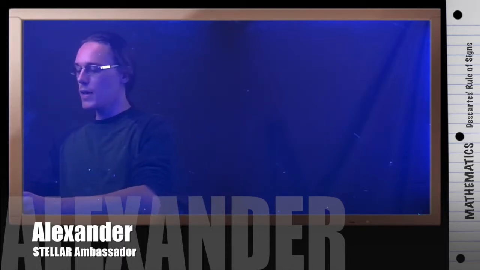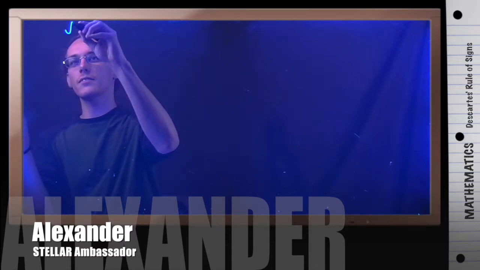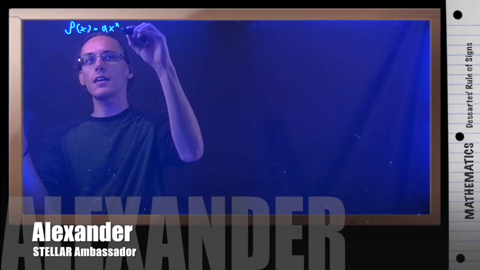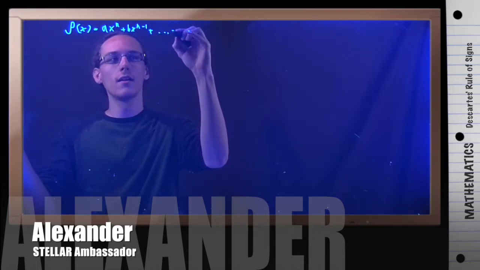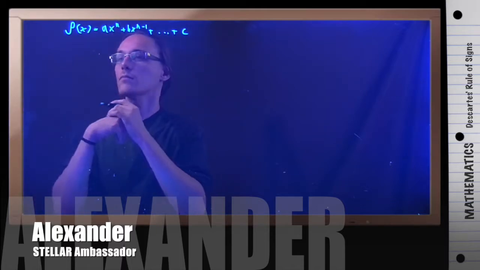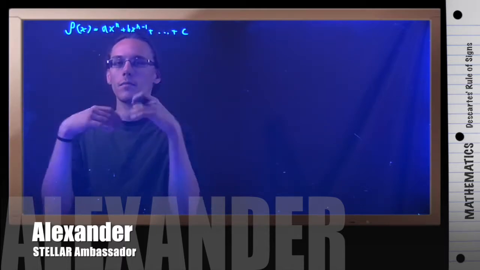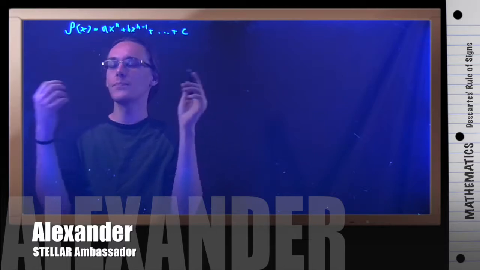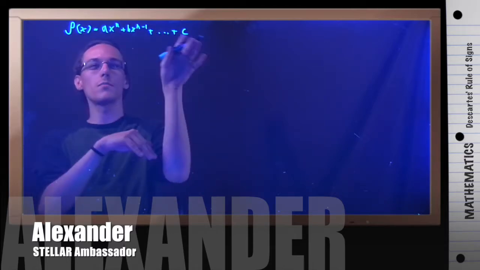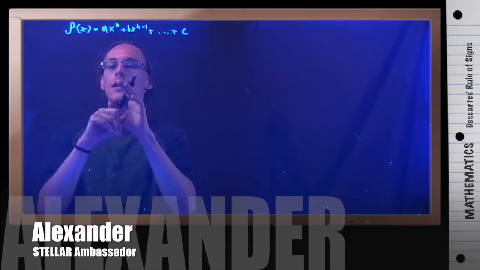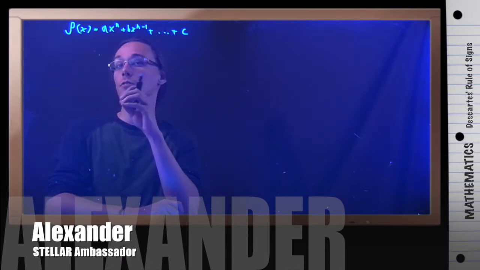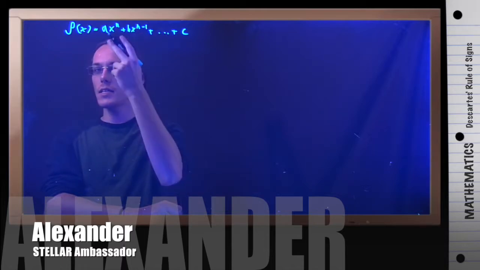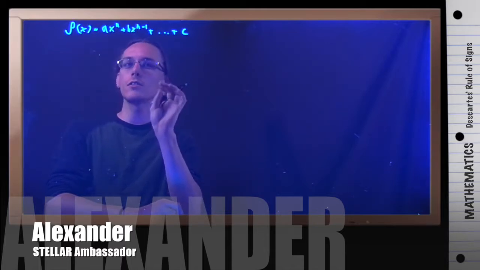So, say we had a polynomial, p of x, equal to some number times x to the n plus some number times x to the smaller n plus blah, blah, blah, all the way down to some number c. Well, what Descartes' rule of signs tells you is that if you go through and you count the number of sign changes, then that number will be the maximum number of positive real zeros you have, and then you would keep going down by twos until you hit 0.